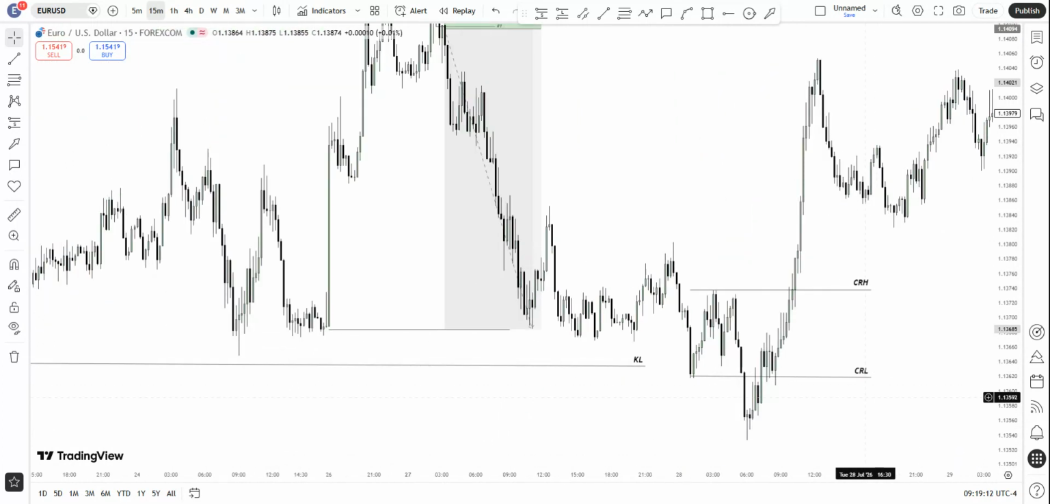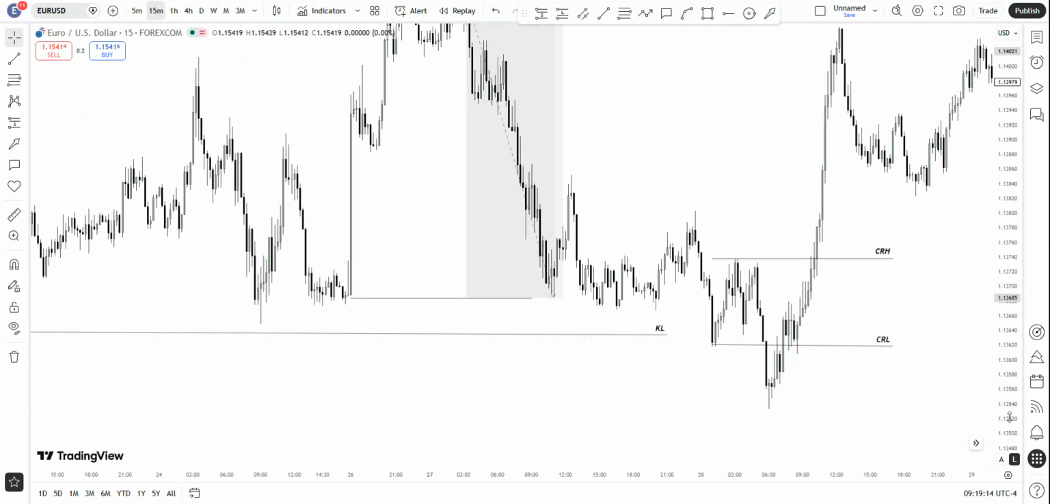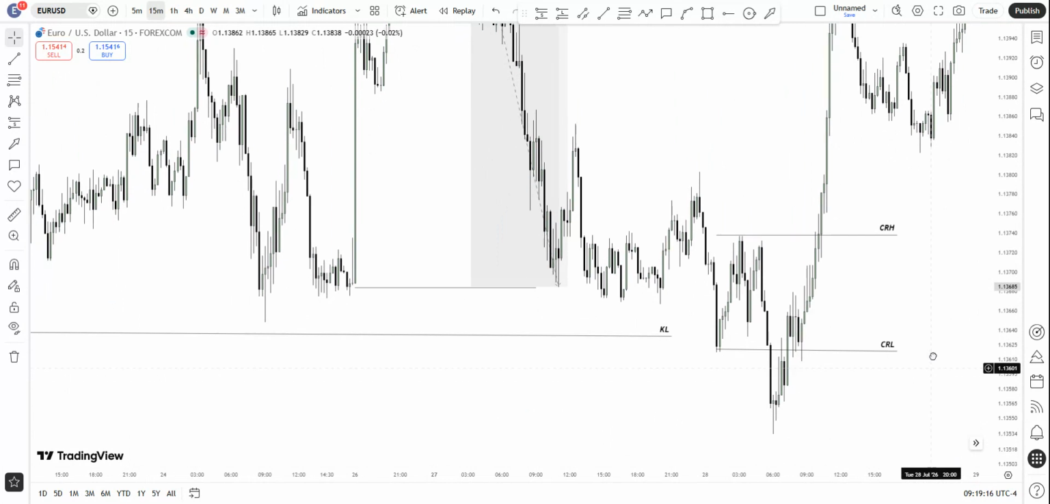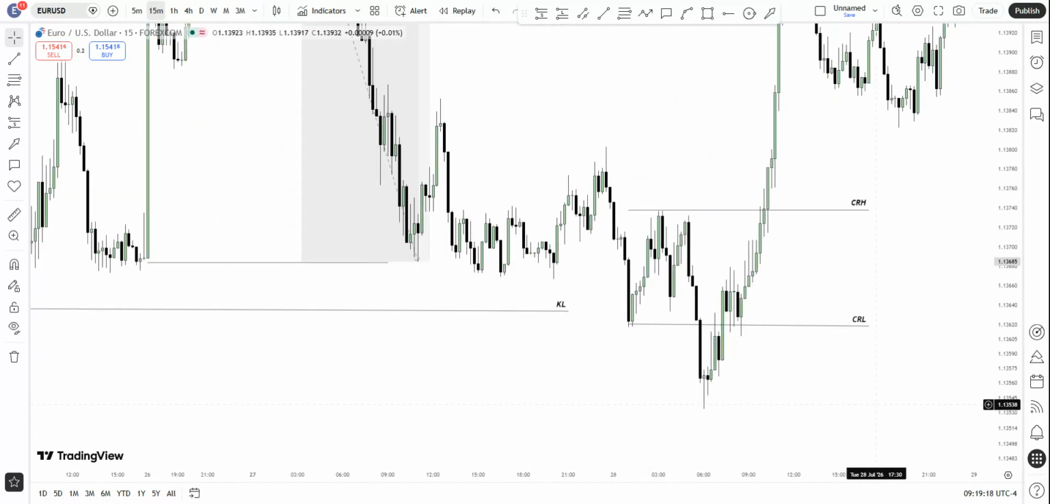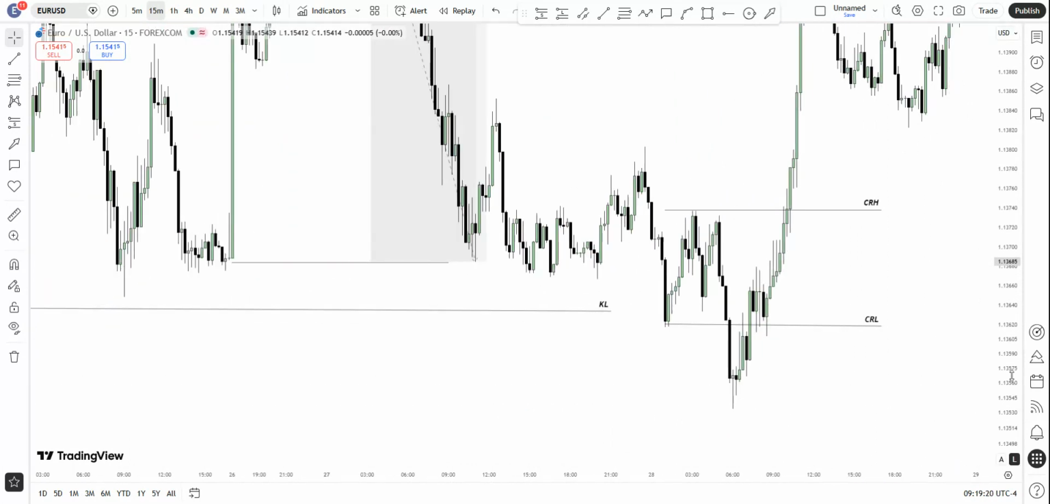Now looking at this trade, it happened last week. This was the second trade I took, and it was a profitable trade. This trade was taken last week.